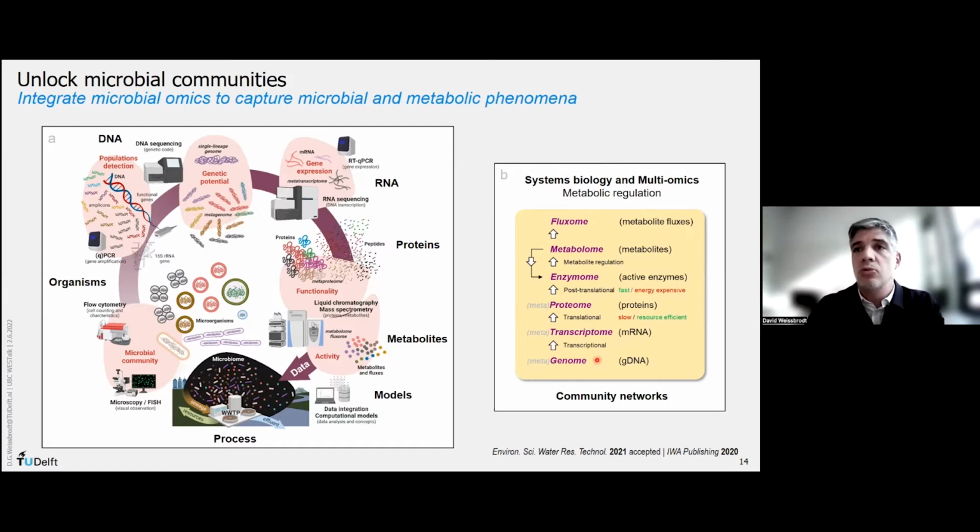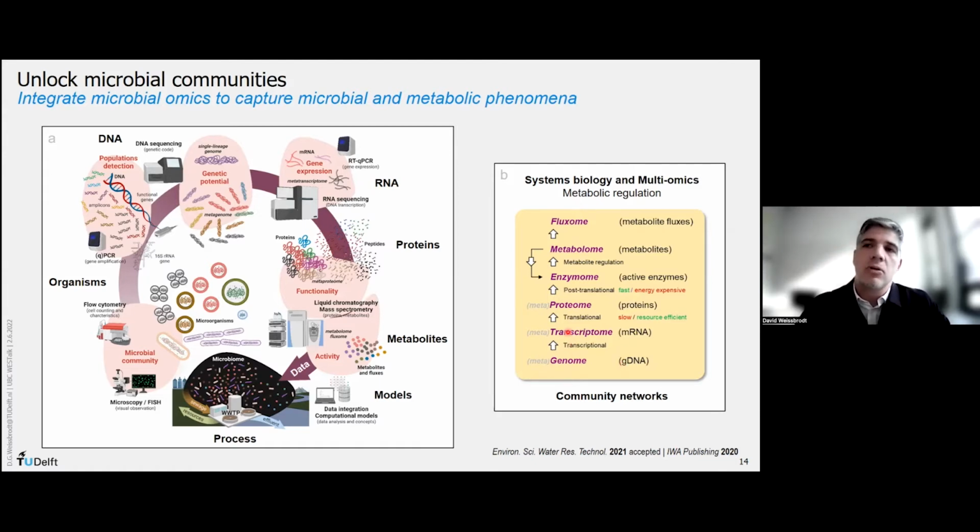So from the genome to the transcriptome to the proteome. All these metabolic regulation pathways are related to these molecules, these polymers like DNA, RNA, proteins, and the metabolites. If you only sequence the genome, you will lose all the information after the DNA. It gives you the potential.